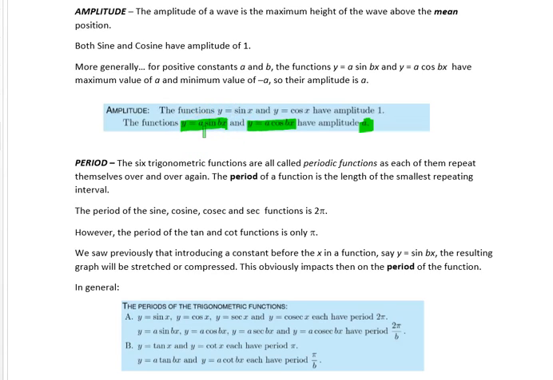The other terminology that you need to be familiar with is the word period. And it says here, well, the 6 trig functions are all periodic because they repeat themselves over and over again. And the period then is the length of the smallest repeating interval. You might note that. The length of the smallest repeating interval.